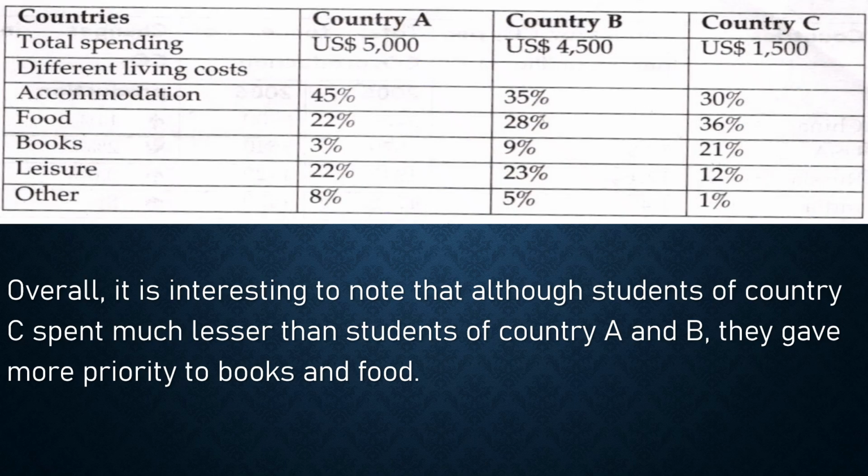They spend less on housing, less on leisure, but they spend more on food and books. I hope you know how to write a table graph.